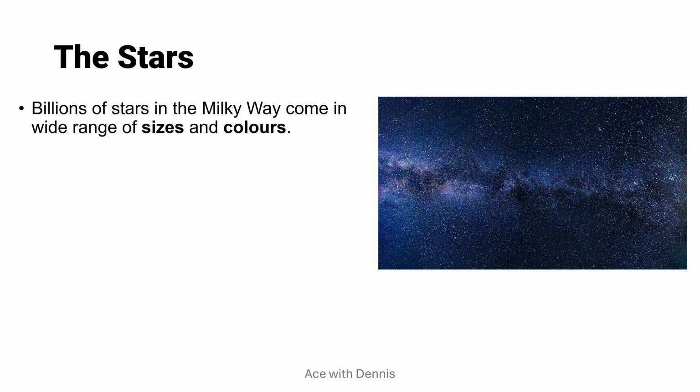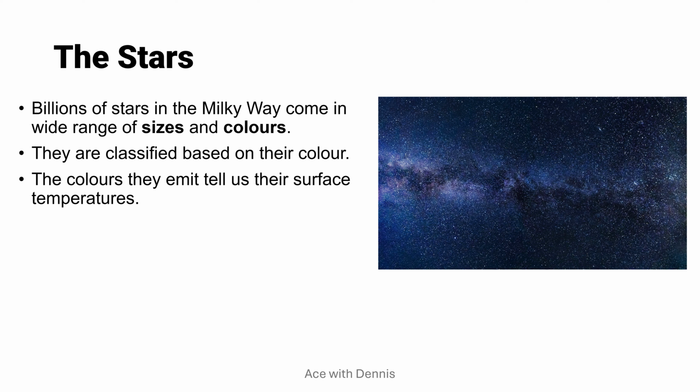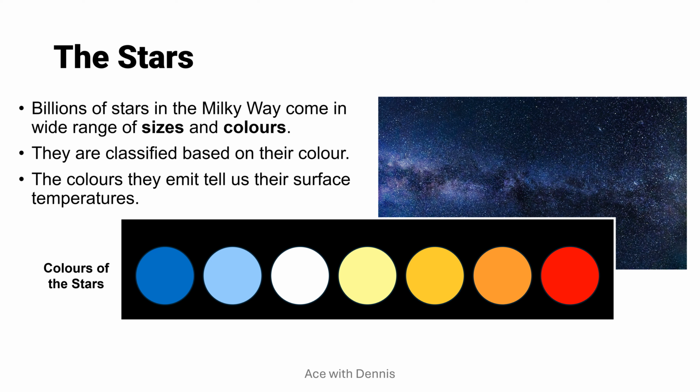There are billions of stars in the Milky Way, which come in a wide range of sizes and colors. They are classified based on their color. The colors they emit tell us their surface temperatures. Here is the range of the colors of the stars that we can observe from the sky. As you can see, it is made out of blue colors all the way to the red color. To us, blue is a cold color, while red is a hot color. But do they tell us the temperature of the star?